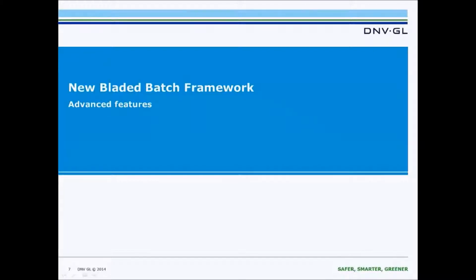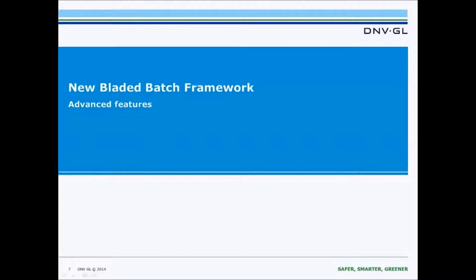We'll be looking at features such as running your batch jobs across multiple machines in your network, and we'll also be looking at automated failover and recovery, which is a new feature in the Bladed Batch framework. One of the great new features in the new Bladed Batch framework is its ability to set up batches that span multiple machines in your network and the ability to define and control them from a single machine.